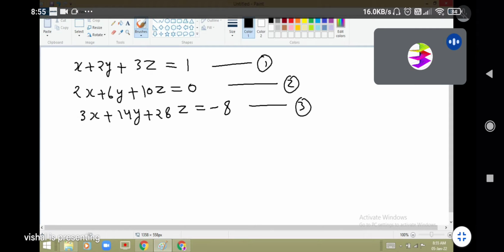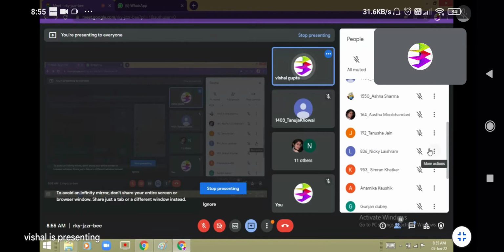Very good, this is the correct method. There is one more method. Please tell me, any other student. I will ask the question. Tanusha Jain.